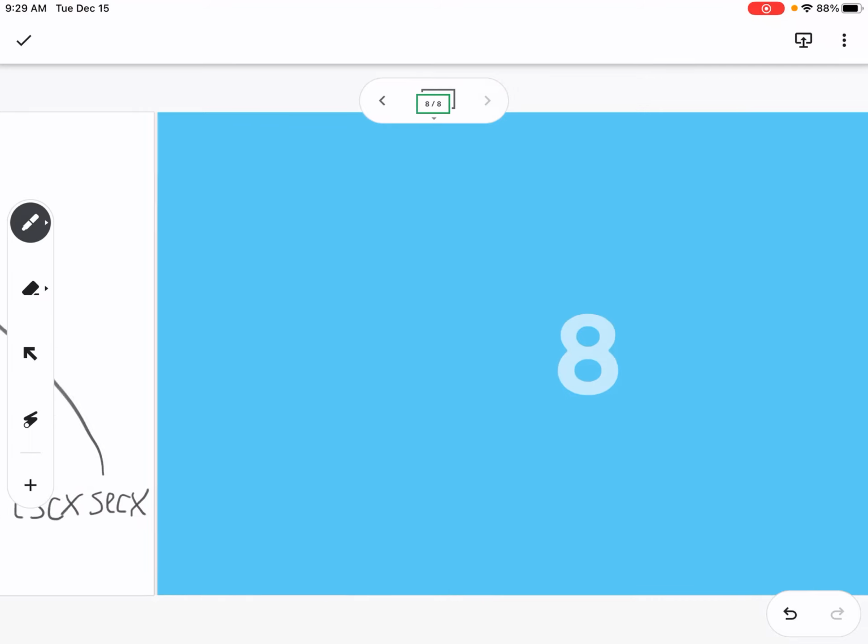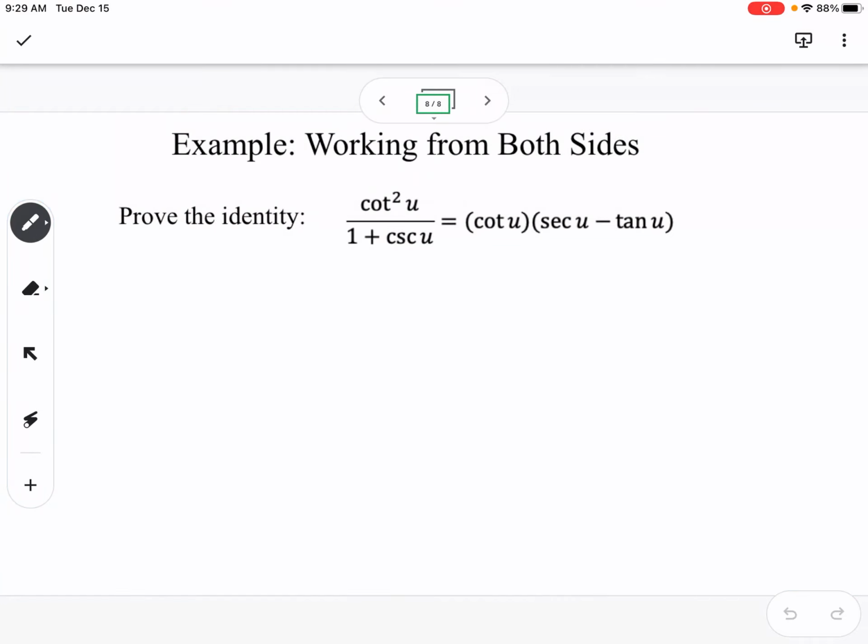Okay, here's our last one. So this is an example of working with both sides. It says to prove this identity, you can see looking at both of these sides, they're both probably equally complicated. And sometimes you will need to work with both sides of your equation.